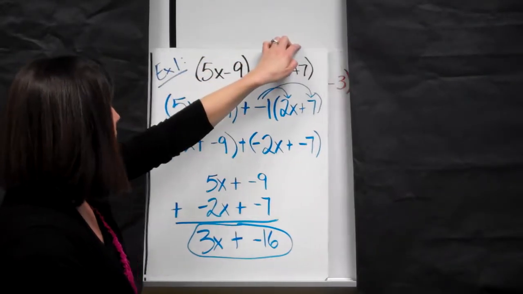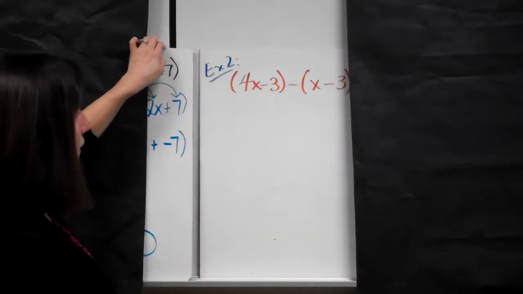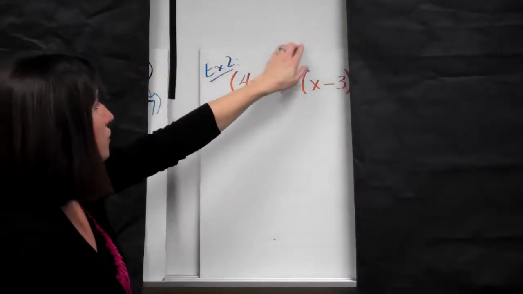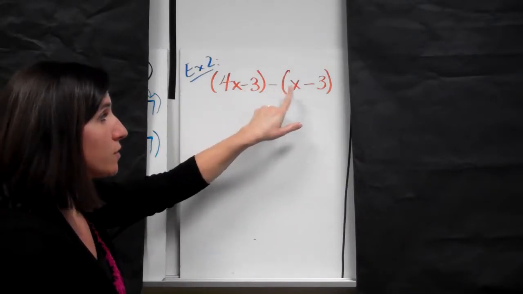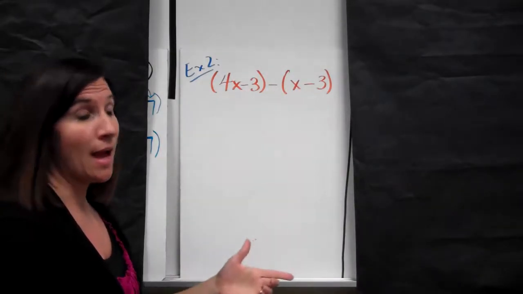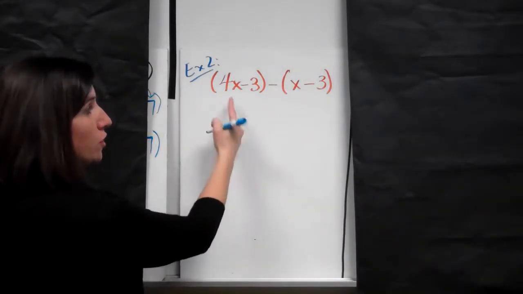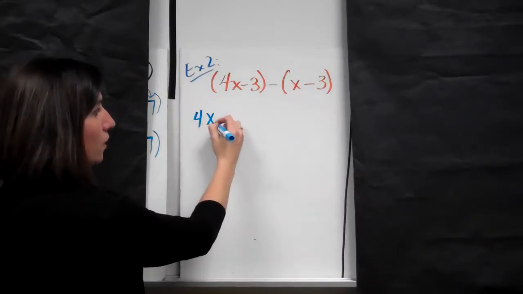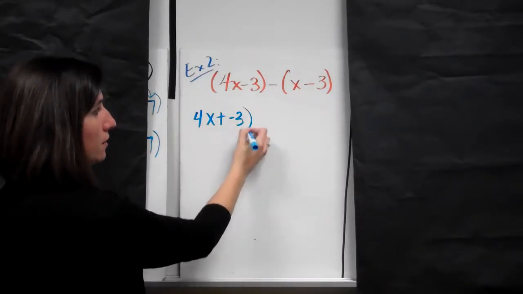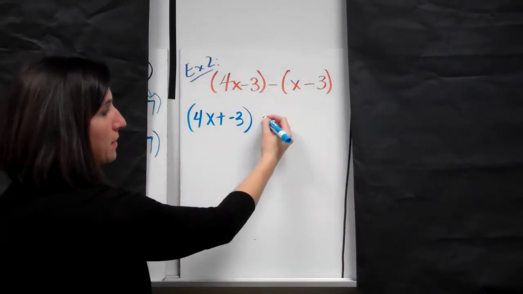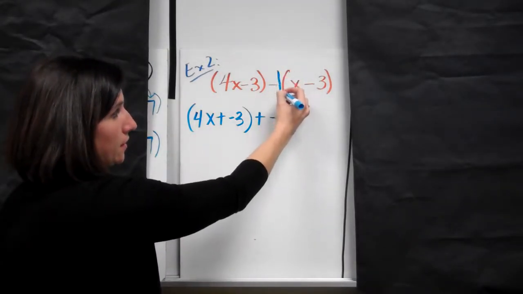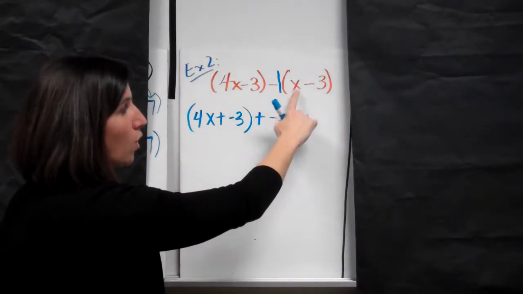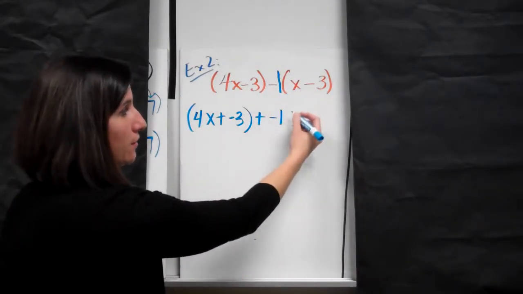Okay, let's try example number 2. Example number 2 is another subtraction sign. So remember, every time you have subtraction, you need to add the opposite. So here, I'm just going to rewrite it so that it says 4x plus negative 3. I'm going to add the opposite here, and I'm going to put a 1 in front of the parentheses here. So it looks like I have one quantity of x plus negative 3.